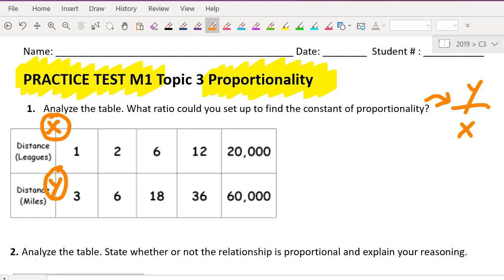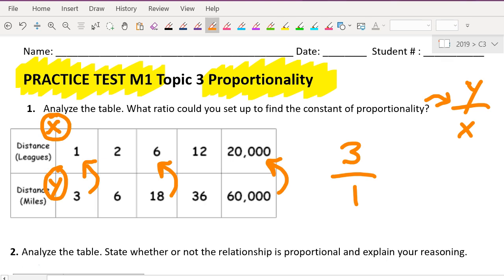And so who wants to tell us the answer that they found for number 1? 3. How did you get 3? I just looked at the number 1 out of 3 and I got the answer. Okay. So we need to do it with division, right? So what are we dividing by what? Y divided by x. So give me an example. 3 divided by 1. That's the easiest one, and that's 3. What about 18 divided by 6? Is that also 3? Yes. What about 60,000 divided by 20,000? 3. Yes. So the answer is 3. You don't have to write over 1, but 3 over 1.